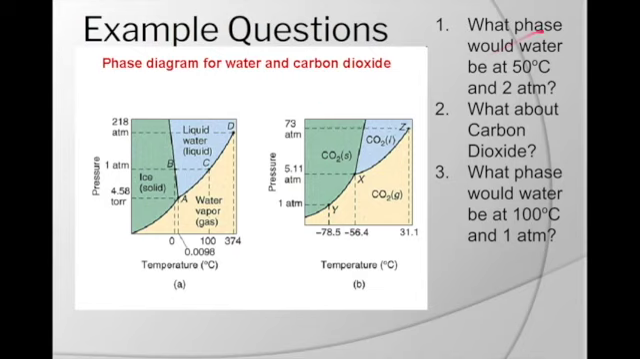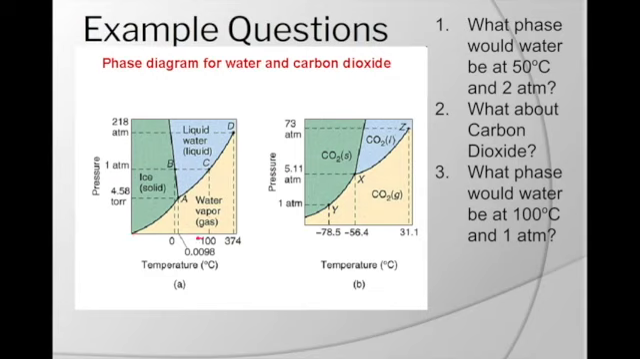So here, what phase would water be at 50 degrees Celsius and 2 atm? You have your pressure and you have your temperature. And this is your water, and then CO2 is your carbon dioxide. So we need to look at this one for water. First, find your temperature, 50 degrees Celsius.